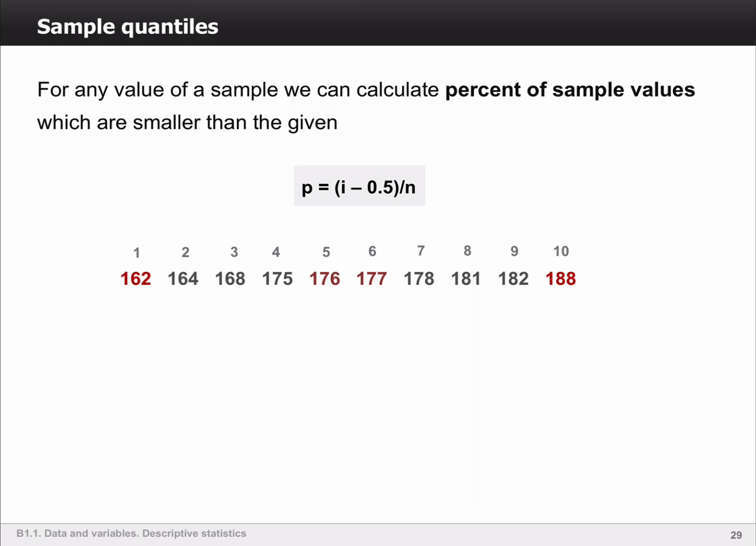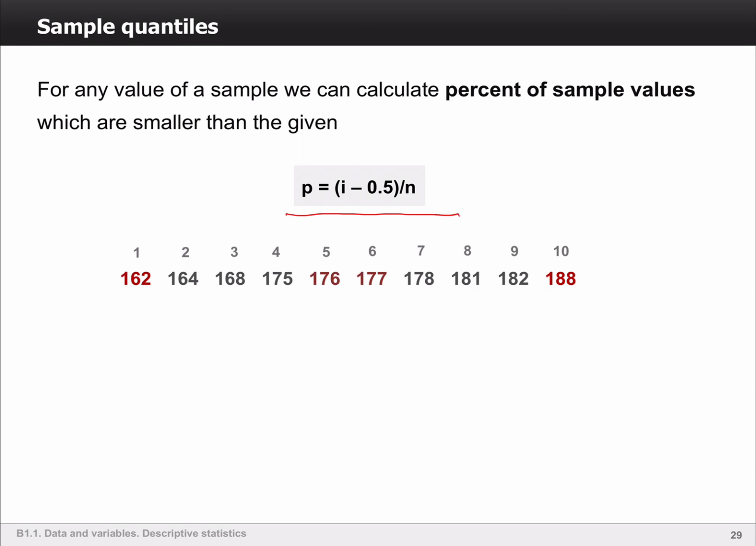The easiest thing we can do is to calculate the percent of values in our sample which are smaller than the given one. For example, we can use this formula which calculates this percent as follows. You take i as the sample position in the sequence, then you subtract 0.5 and divide by n, where n is the total number of values in your sample.